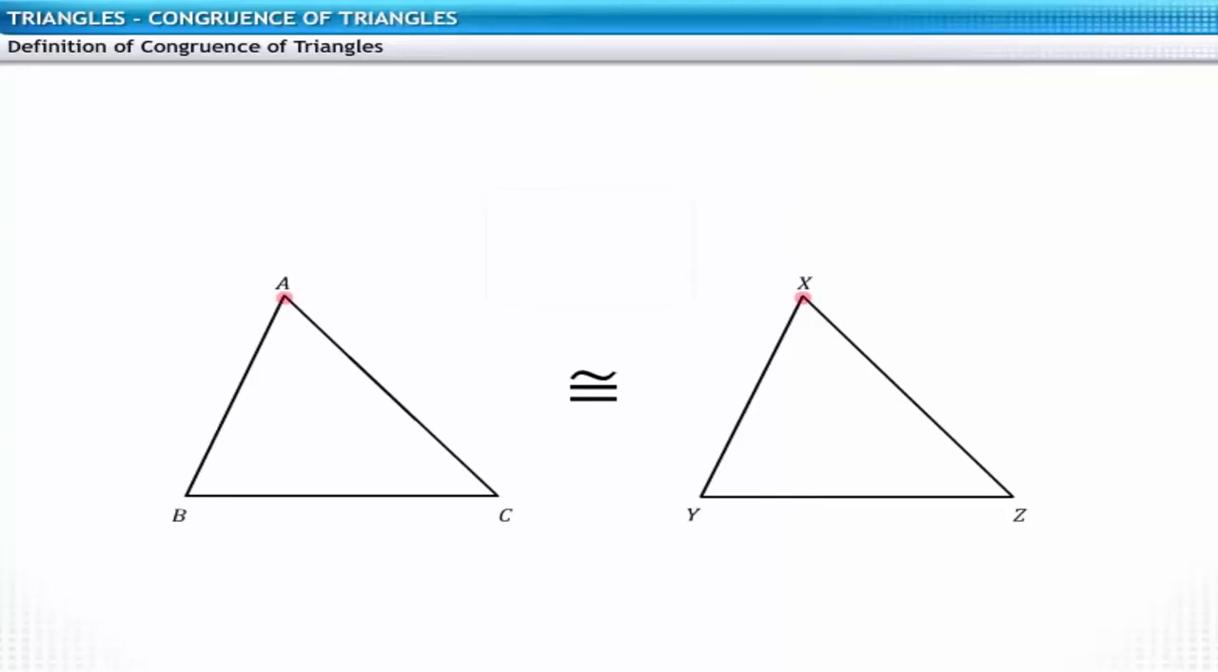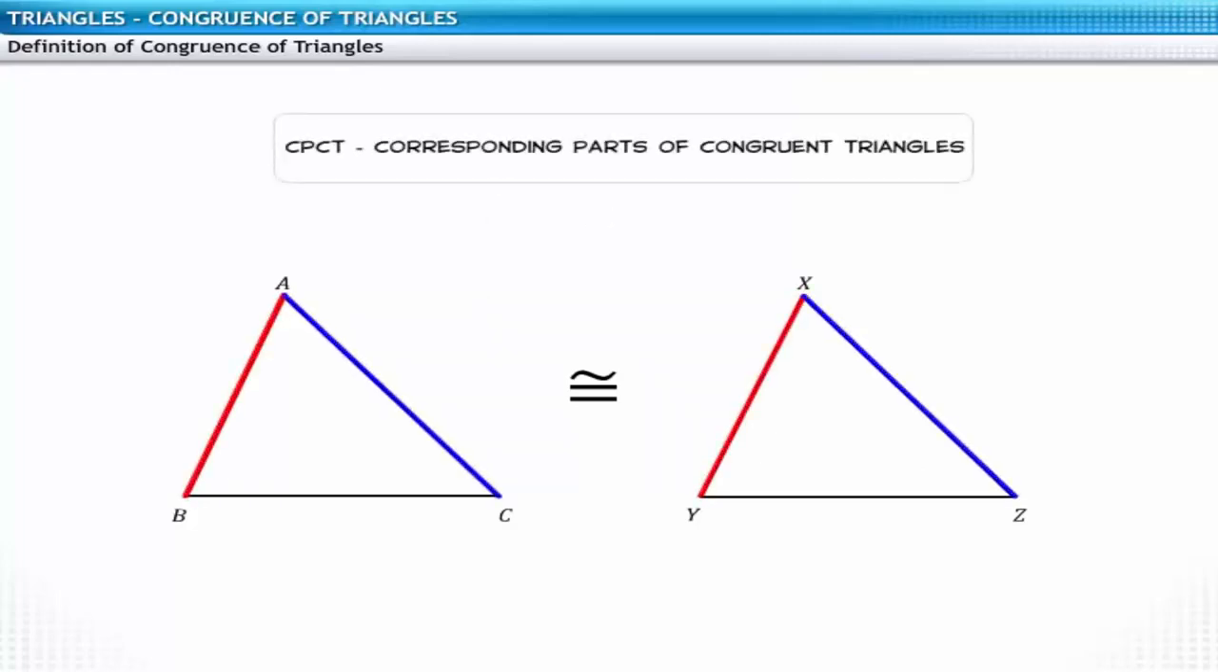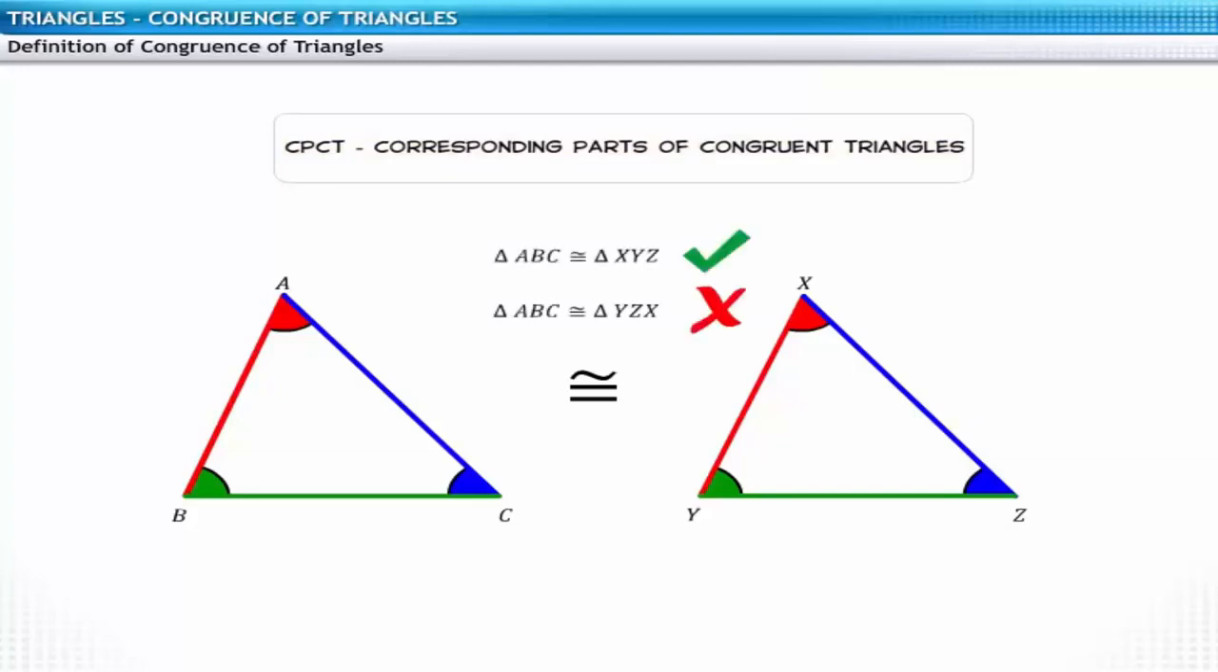This also means A corresponds to X, B corresponds to Y, and C corresponds to Z. For any two congruent triangles, the corresponding parts are equal, and it is termed as the corresponding parts of a congruent triangle, or CPCT. Based on the above discussion, we conclude that triangle ABC is congruent to triangle XYZ. But triangle ABC is not congruent to triangle YZX.